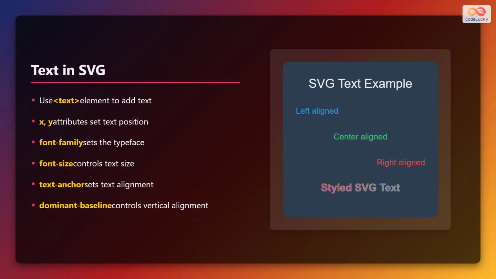Text in SVG can be added using the text element. The x and y attributes set the text position. The font-family sets the typeface. The font-size controls the text size. The text-anchor sets the text alignment. And the dominant-baseline controls vertical alignment.